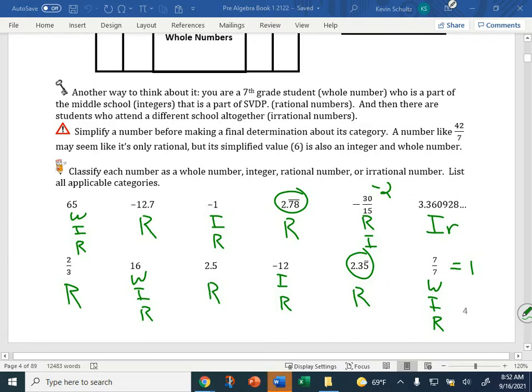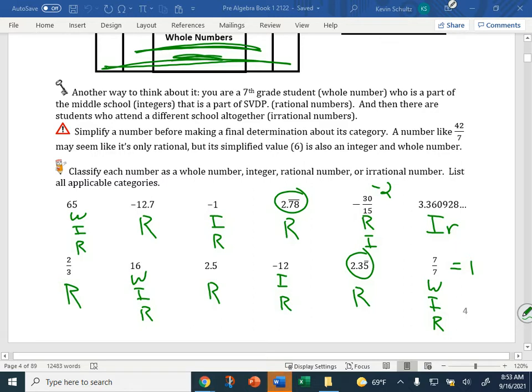Because 16 is a positive non-decimal, which makes it whole, right? And if you remember, this kind of got cut off up on the top here, but in this diagram, every whole number has to also be an integer, which has to also be rational. If you write whole, you're writing the other 2 automatically, okay? Because whole is the most specific one.